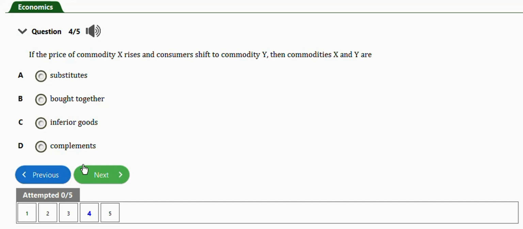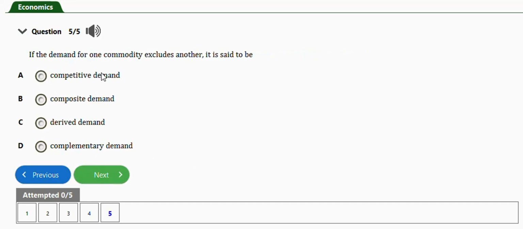Option A. Okay, the last question before I end this video is this one. It says, if the demand for one commodity excludes another, it is said to be competitive demand, composite demand, derived demand, complementary demand. So right answer is option A. It is said to be competitive demand.